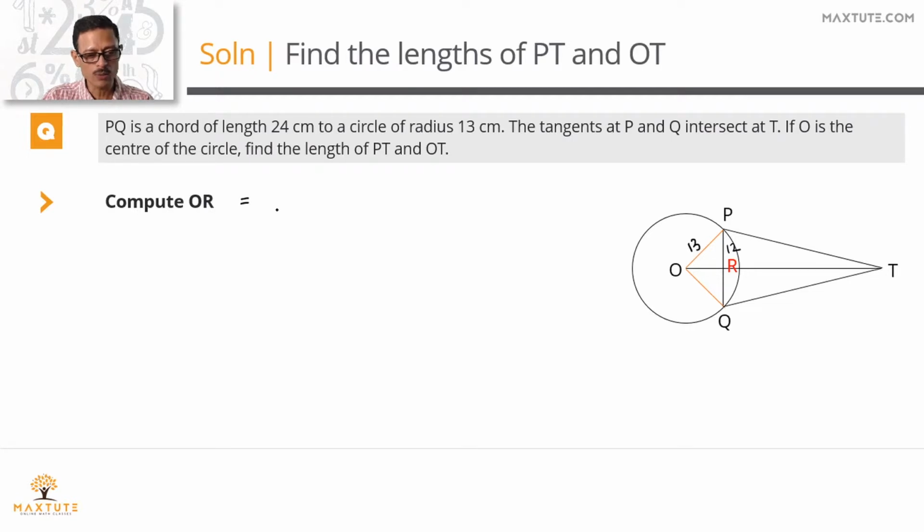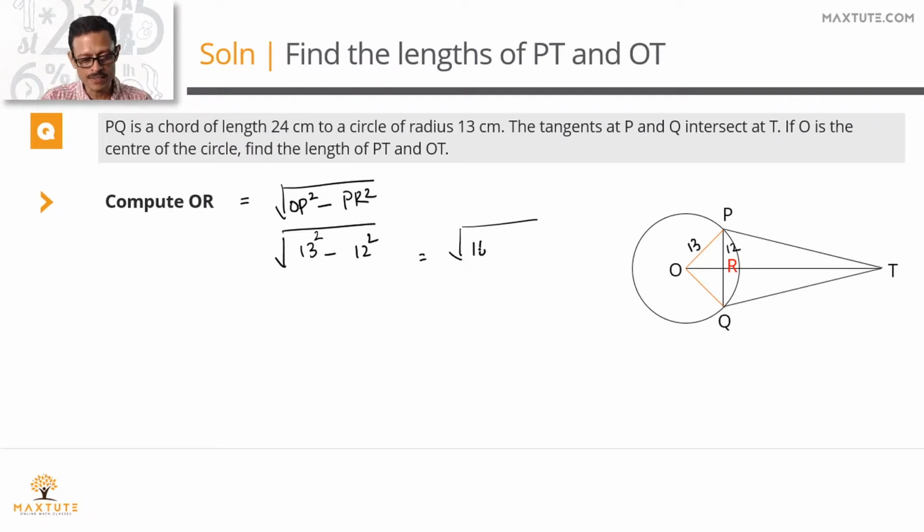OR is equal to under root of OP square, which is the square of the hypotenuse, minus PR square, Pythagoras theorem. OP is 13, so 13 square, minus PR is 12, so PR square is 12 square. Under root of 13 square minus 12 square is our answer, which is under root of 169 minus 144, which is equal to root 25. So the value of OR is equal to 5. So we computed this value to be equal to 5.